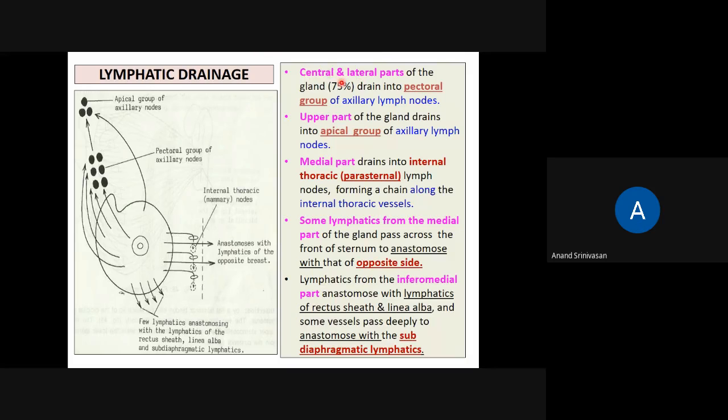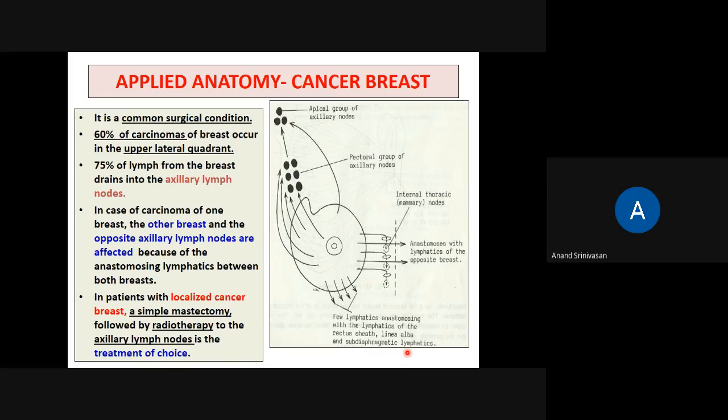Here you can see that around 75% of the drainage from the breast goes into the axillary group of lymph nodes, usually the pectoral, and from the pectoral to the apical group. The medial aspects go into the internal thoracic lymph nodes, along the internal thoracic vein and artery. It's also called the parasternal group of lymph nodes because they are parallel to the sternum. Some lymphatics from the medial part can go to the opposite side and affect the opposite breast as well as its lymphatics. The inferomedial part can enter the abdomen through the subdiaphragmatic lymphatics. All right, so this is with regard to the lymphatic drainage.